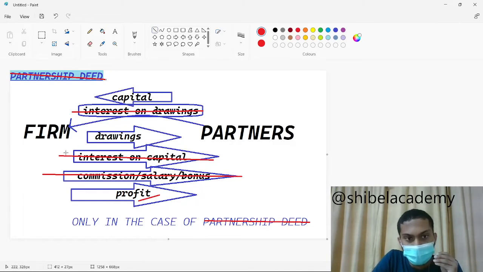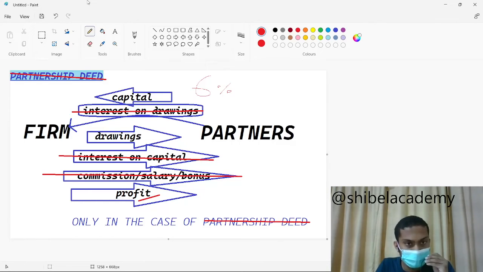And one last thing, the fifth point is interest on loan will be charged at 6% per annum. Excuse my handwriting; it's not really better on paper either. So in the case where partnership deed is not there, it's absent, the interest on drawings will not be charged. Interest on capital will not be given. Commission, salary, bonus will not be given, and profits will be distributed equally. And interest on loan will be charged at 6% per annum.